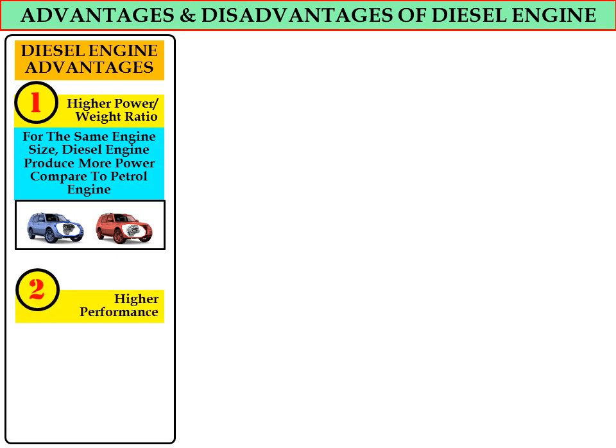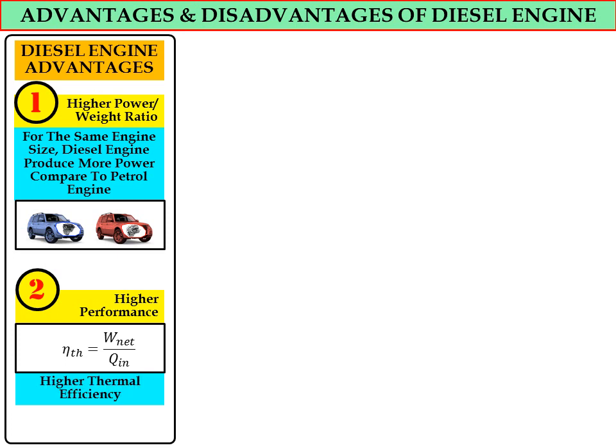Second advantage is about the performance. Diesel engine will have higher performance compared to petrol engine. If you look at this general thermal efficiency equation, thermal efficiency equals W net output from the engine divided by Q in. Normally Q in represents the amount of fuel used by the engine. So diesel engine will have higher thermal efficiency and also lower fuel consumption compared to petrol engine.